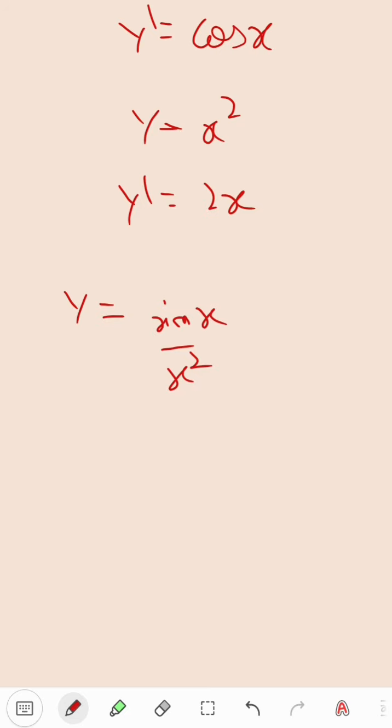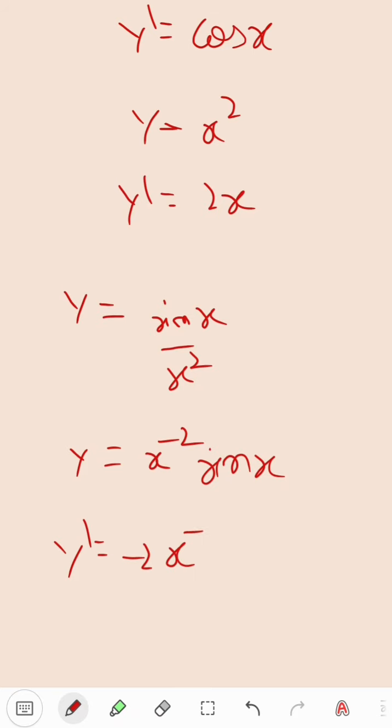So we have two ways. First, we can apply the product rule. How? Write 1 upon x to power 2 as x to power minus 2, so x to power minus 2 sin x, like this. And now we can easily apply the product rule, which is y dash equal to derivative of first function into second function as it is, so minus 2 x to power minus 3 sin x, plus derivative of second function, which is cos x, into first function as it is.